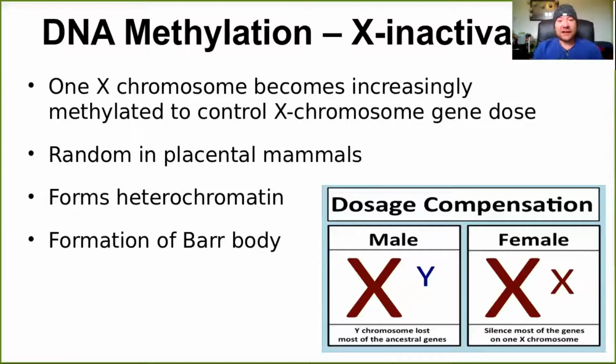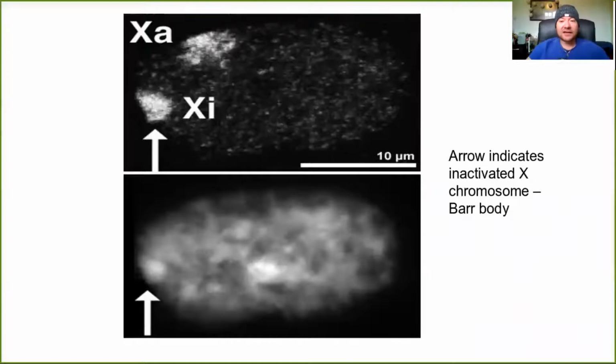So we need to deactivate an X chromosome in each cell, and it's random. In different cells within a female, there will be maybe the father's X chromosome active. In other cells, it will be the mother's X chromosome that is active. So this inactivation involves DNA methylation. You hypermethylate one of the X chromosomes, and it shrinks and shrinks and shrinks and hypercondenses and becomes switched off. It's random in placental mammals which of the two X chromosomes is switched off. It forms heterochromatin. It's known as a bar body. Looks like this. The arrow indicates an inactivated X chromosome known as a bar body.